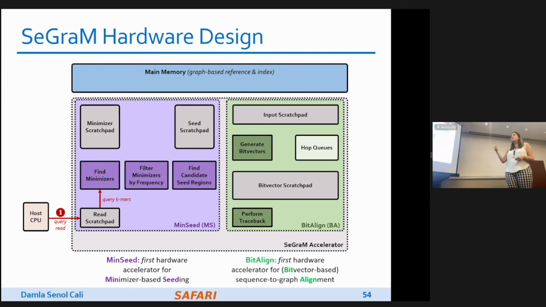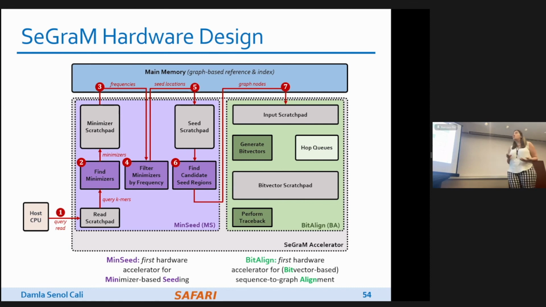Then for each of those k-length substrings, again k-mers, we find the minimum representative set of them, the minimizers, and write them down to the minimizer scratchpad. We fetch the occurrence frequencies of those minimizers from the main memory using the hash table-based index, filter the minimizers by frequency so we can pick the least frequent ones, and then this time fetch the actual seed locations of them, write them down to the seed scratchpad, and in MinSeed, find the regions that correspond to these locations, the actual subgraphs that we will perform alignment on, and write them to the input scratchpad. This is what MinSeed is responsible for.